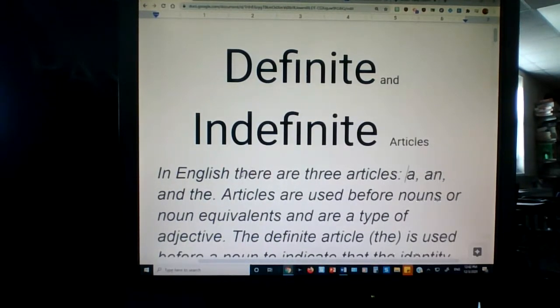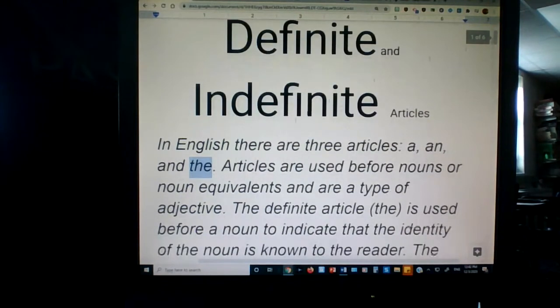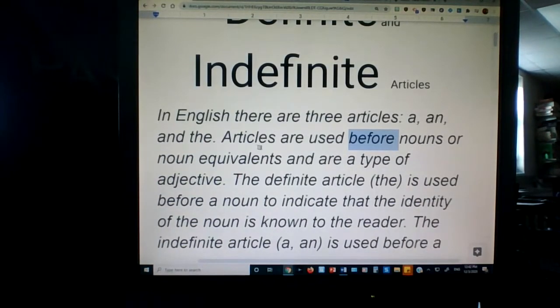In English, there are 3 articles. Yeah, there's only 3: a, an, and the. Okay, so that's it. All right, articles are used before nouns. Also in Spanish, they're all before the nouns or noun equivalents, and are a type of adjective. So they're description words. They're descriptions, so they're an adjective. They go before the noun.